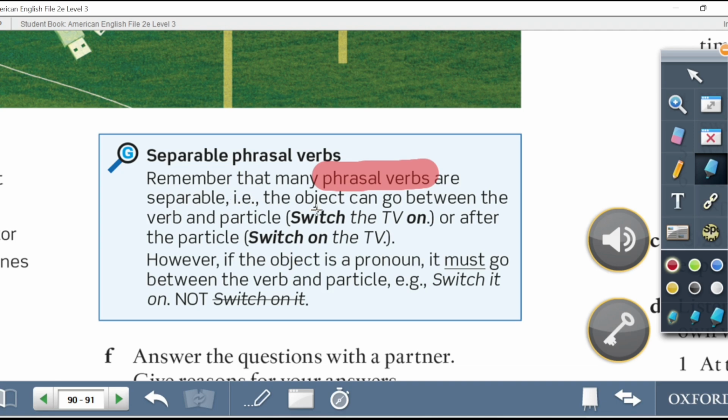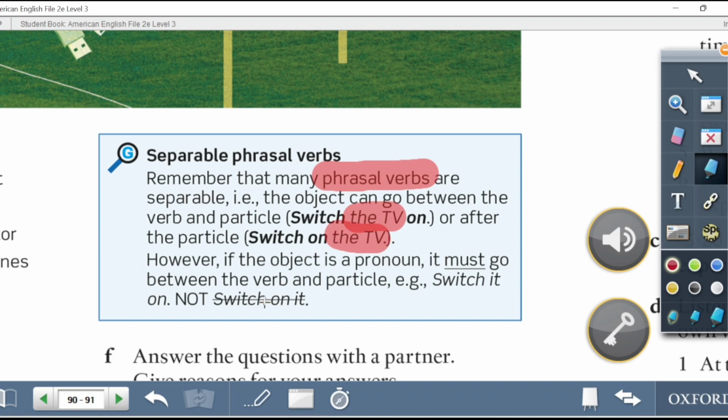For example, the object can go between the verb and particle. ببینید یعنی object هامون میتونن برن بین فعل ها و particle. ببینید این object همون the TV هست، اومده بین switch on or after the particle switch on the TV. یا میتونه بعد از switch on بیاد، پس میتونه the TV بیاد وسطش یا میتونه بره بعدش.